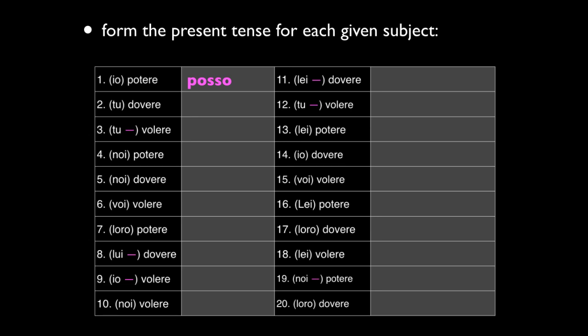There you go. Io posso. There's an example, but pause it here and do these out on another piece of paper, and then check your answers afterwards. If you see where the arrow is pointing to that little pink or magenta minus sign, that means to make it negative, and all you have to do is put a non in front of the verb. All right.